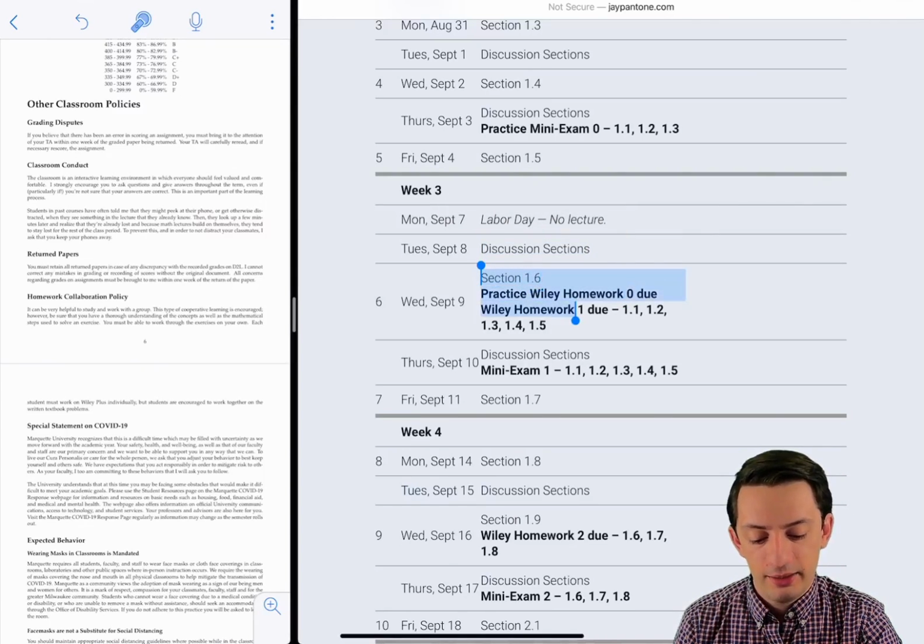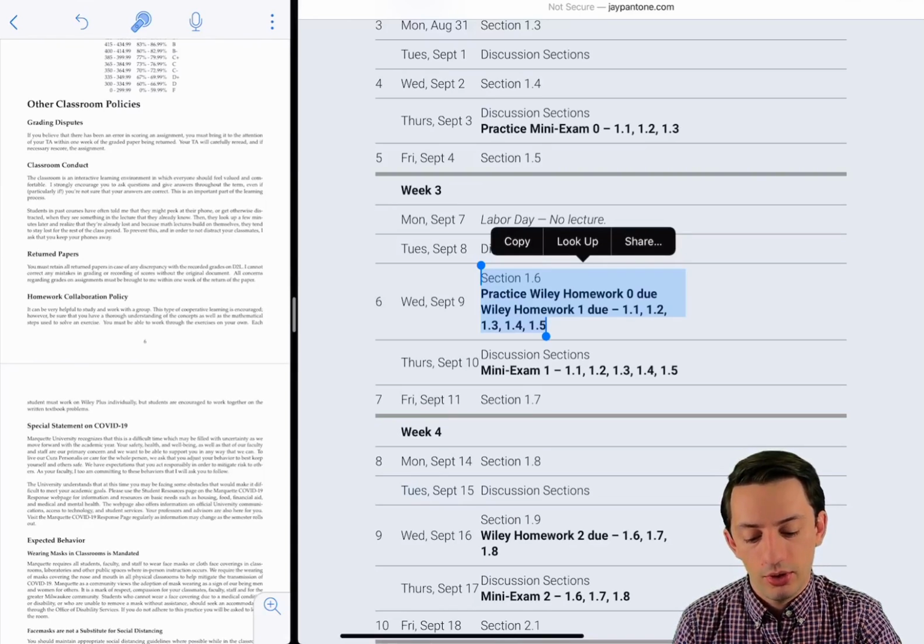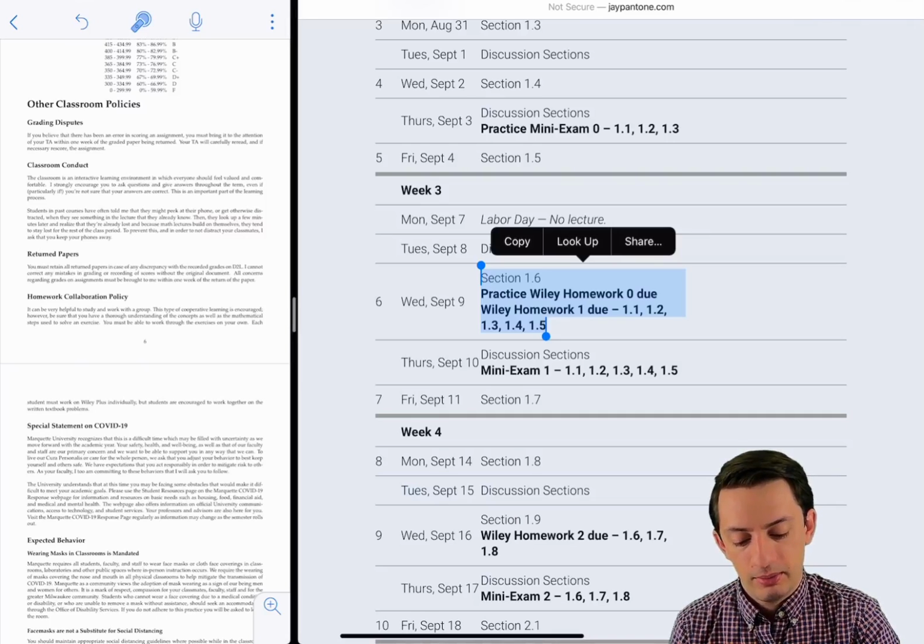On Wednesday of a normal week, you'll have a Wiley Plus assignment due. So on this day, on Wednesday, September 9th, let me make that go away.